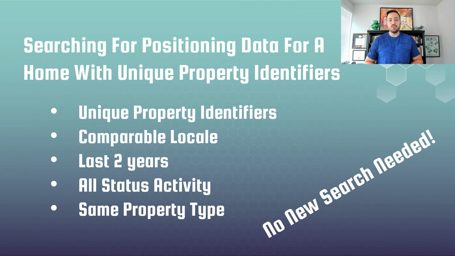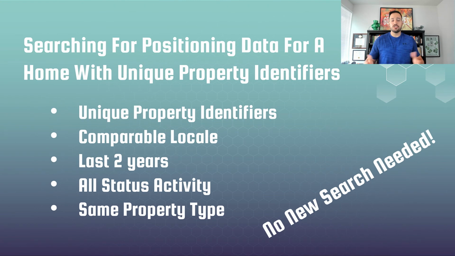Now when it comes to positioning, we don't need to do a new search. This is a case where it's a little bit different because we've already looked at the comparable locale, and in this case we only want to position against homes that have that same unique property identifier. In most cases, when we look at positioning, we're going to look at the buyer's eyes, and they're going to search by price range. However, when there's something very unique about the house, and it's one of the key factors about what makes that home valuable, buyers that want to buy that kind of home are looking for that same criteria. So that's why we're going to focus on that same unique property identifier, not necessarily just price range.